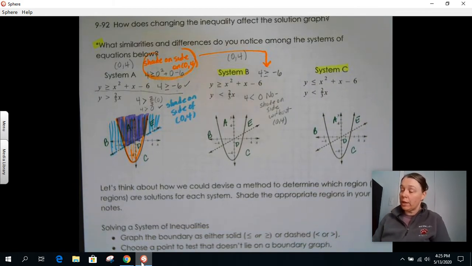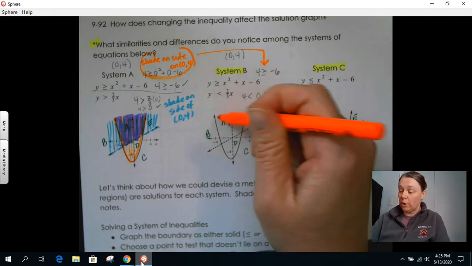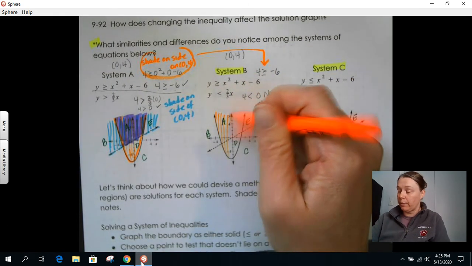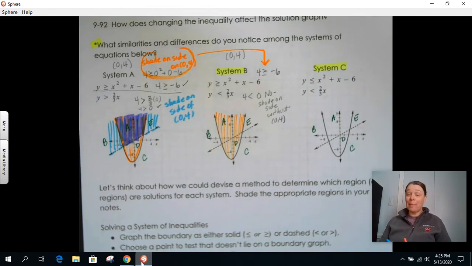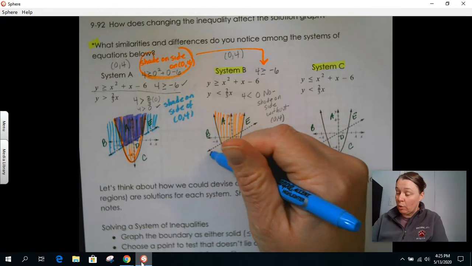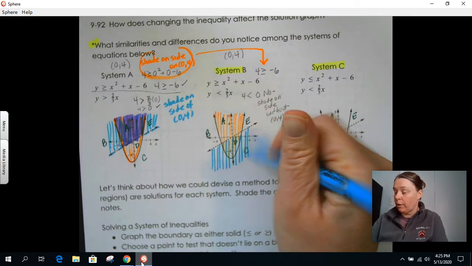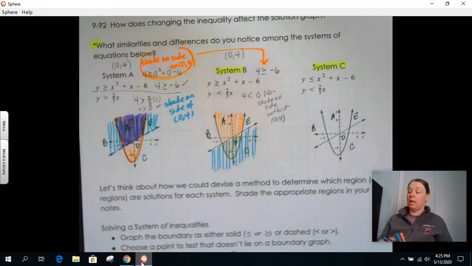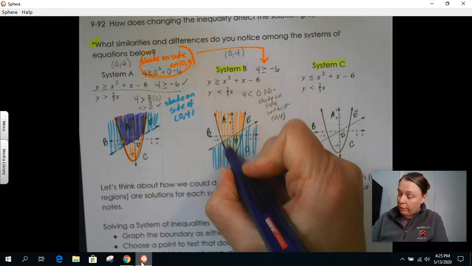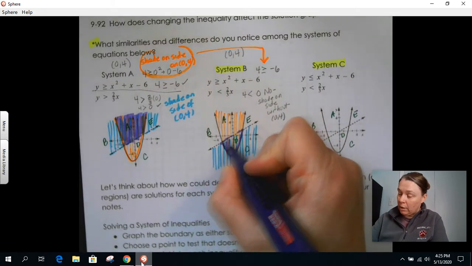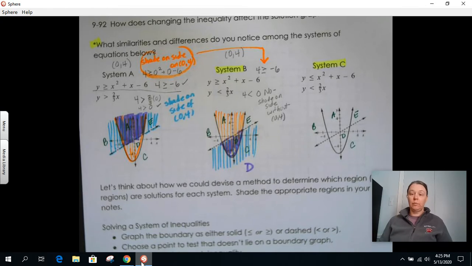Okay, so for this first one, we said we would shade on the side of the (0, 4), so we would be shading here. For the second one, we said we would not be shading on the same side, so we would be shading down here. And our solution is where we have them overlap, which would be this kind of funky spot here. So it was region D that was our solution.